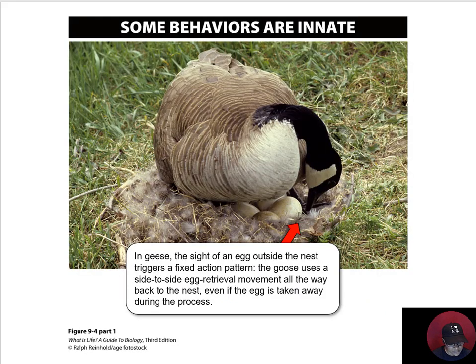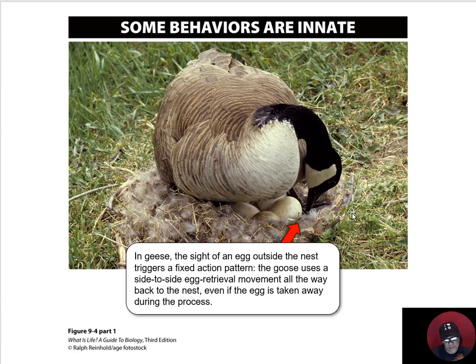But when it comes to animal species, some behaviors are what's called innate, right? So here we've got a mother goose. This is a very classic experiment. We have a mother goose, and the sight of an egg outside of her nest is going to trigger this reflex action where she will do the side-to-side movement to gather the egg back into her nest if it should roll out, okay?